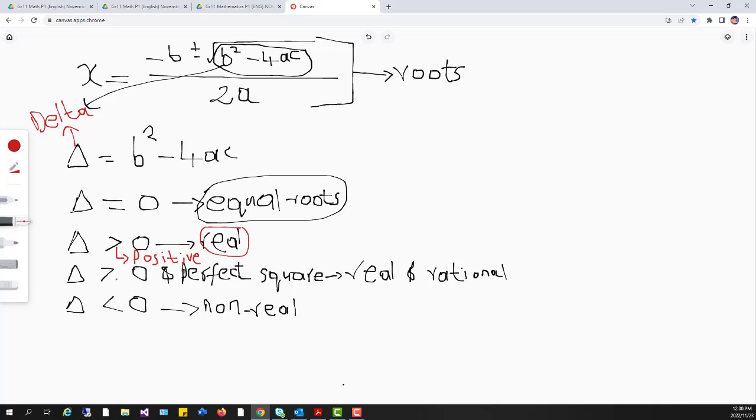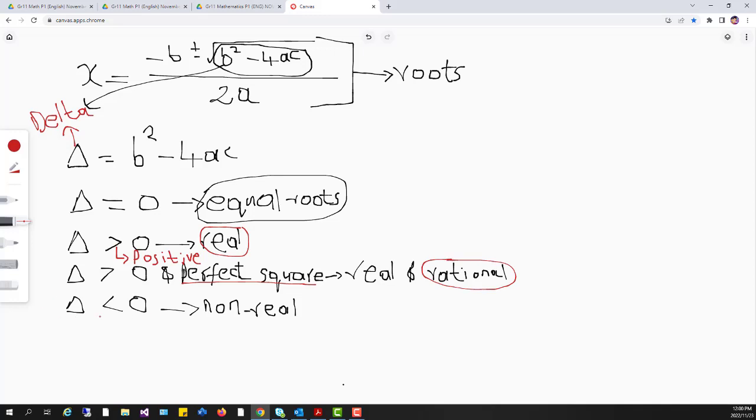If the delta is positive and it's also a perfect square, then we are talking about real and rational roots. A perfect square would be, for example, 4, because we do have a square root of 4, which is 2. It will be 16. We do have a square root of 16, which is 4. But 3 is not a perfect square because we do not have a square root of 3. It will be 1 point something. So if the square root of something gives you a whole number, not a decimal number, then it makes it a perfect square, and we call such a rational number.